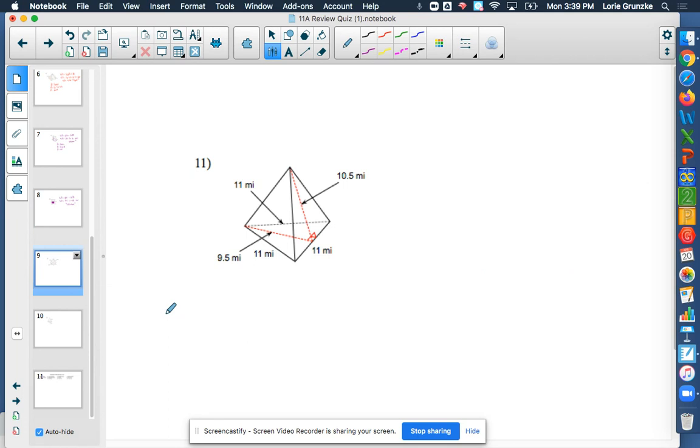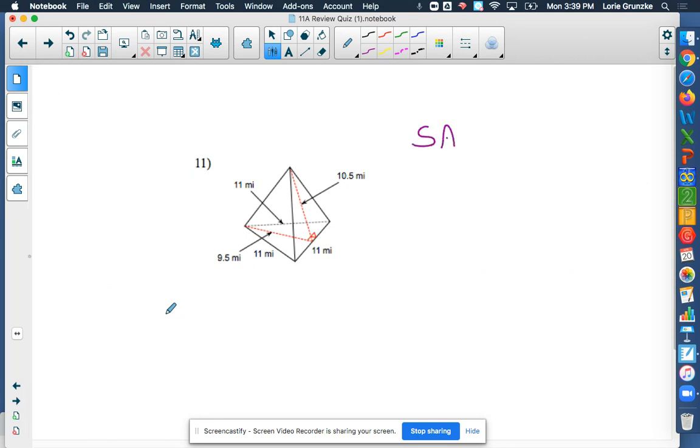Okay, triangular pyramid. Your surface area for a pyramid is 1/2 perimeter times slant height plus 1 base. Surface area. The perimeter of the triangle. The base, actually, because all sides are triangles, it technically doesn't matter, but they're giving us the information on that one that I just circled. So the perimeter of that is 11, 11, and 11, so that would be a 33. The slant height is the 10.5.